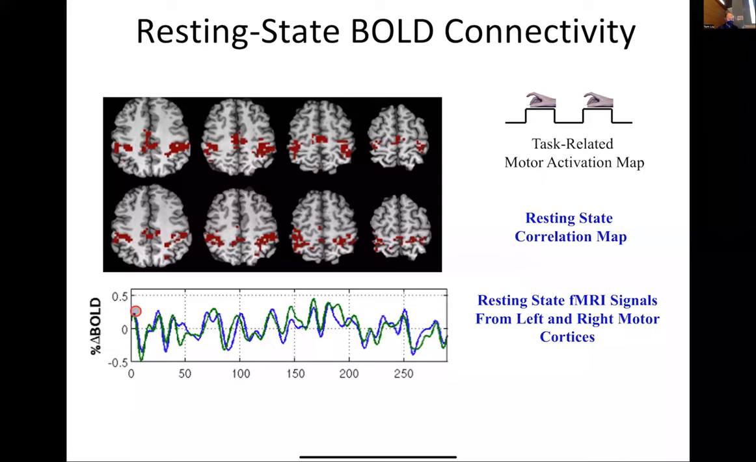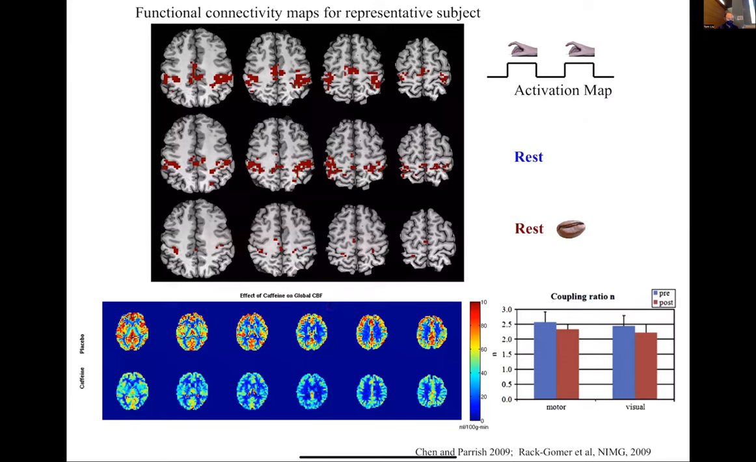So for example, the blue here is the signal that's going on in your right motor cortex. So even when you're just resting, like right now, your left and right motor cortices are pretty much in sync, okay? So it turns out that this is a really powerful way of mapping the functional networks in your brain, and also even looking at the effects of drugs.